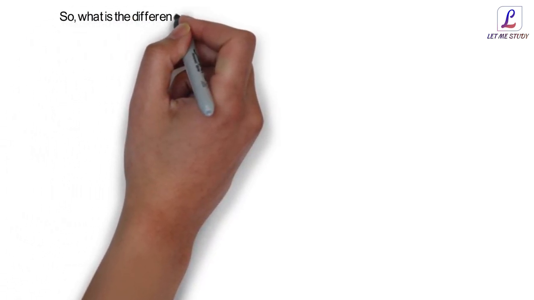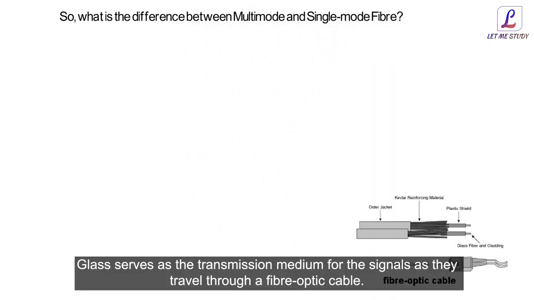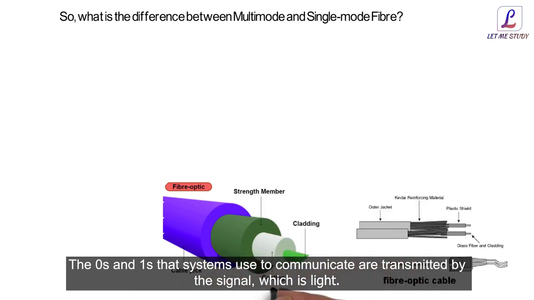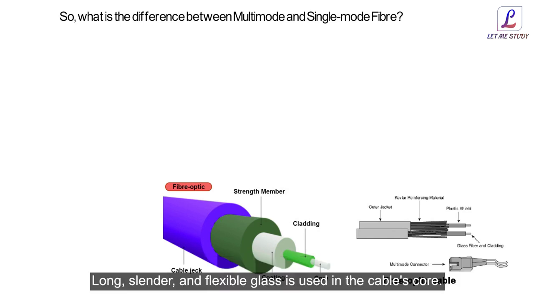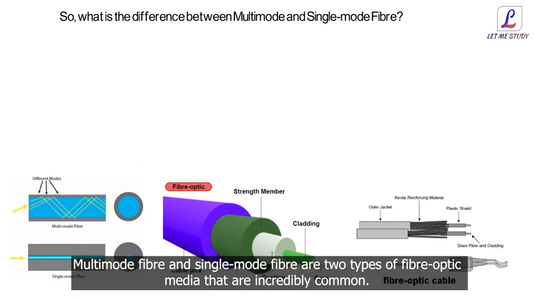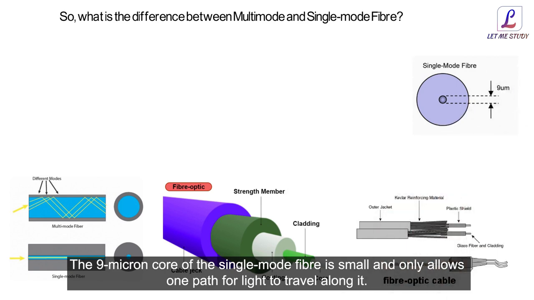So what is the difference between multimode and single mode fiber? Glass serves as the transmission medium for the signals as they travel through a fiber optic cable. The zeros and ones that systems use to communicate are transmitted by the signal, which is light. Long, slender, and flexible glass is used in the cable's core. Multimode fiber and single mode fiber are two types of fiber optic media that are incredibly common. The 9 micron core of the single mode fiber is small and only allows one path for light to travel along it.